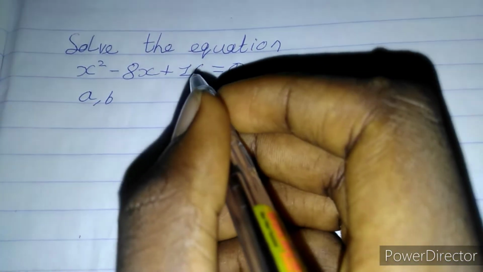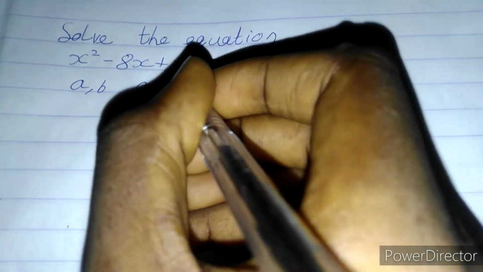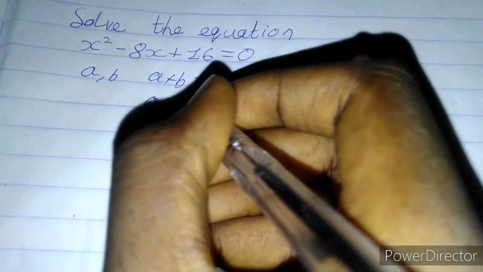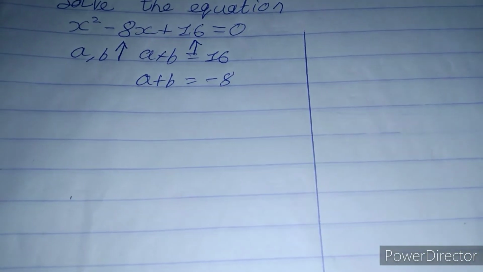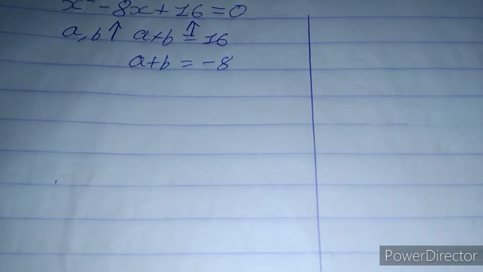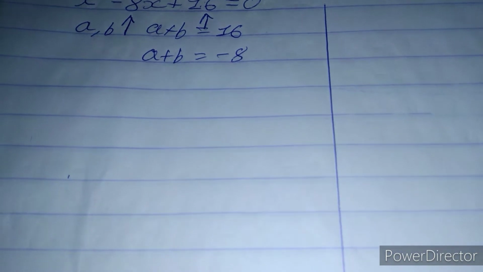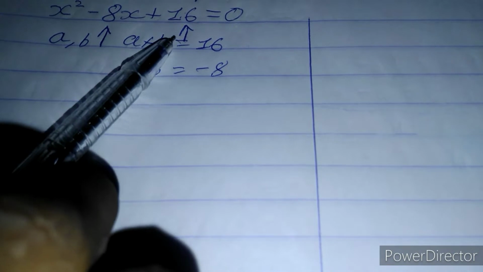Now when we multiply them together they would give us 16, meaning a times b equals 16, and when you add them together, a plus b would give us minus 8. This value over here is the coefficient of x. So this might be a little bit tricky for new starters with calculations like this, but by the time you keep practicing and practicing for a while, you'll get used to it.